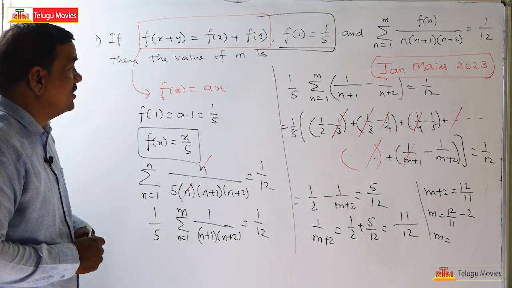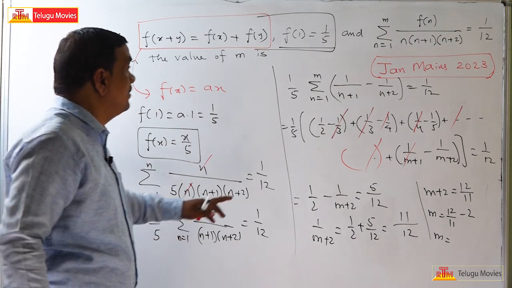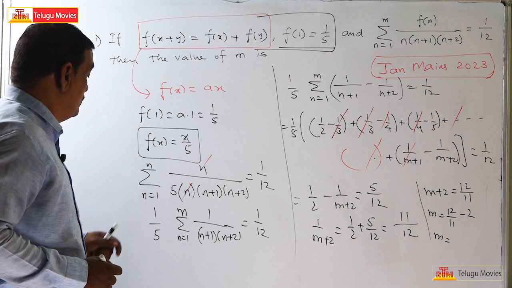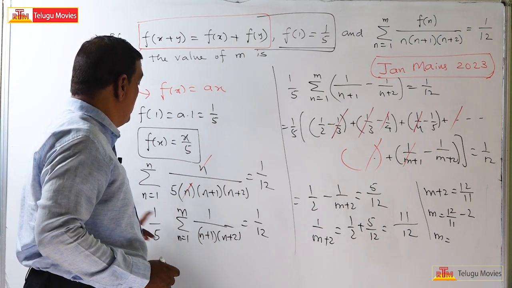Let us check the calculation part once. Here it is given as 1 by 12. So here 1 by 5 will come outside.